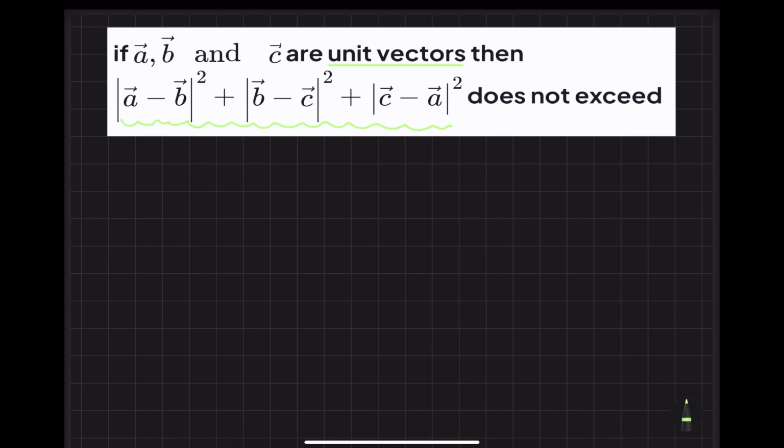If you observe, it is magnitude (a minus b) whole square. If they talk about square, we need to think about dot product. So it is the dot product of (a minus b) into (a minus b). Here you can apply the formula. So can I write mod a square plus mod b square minus 2 times mod a mod b cos theta AB.